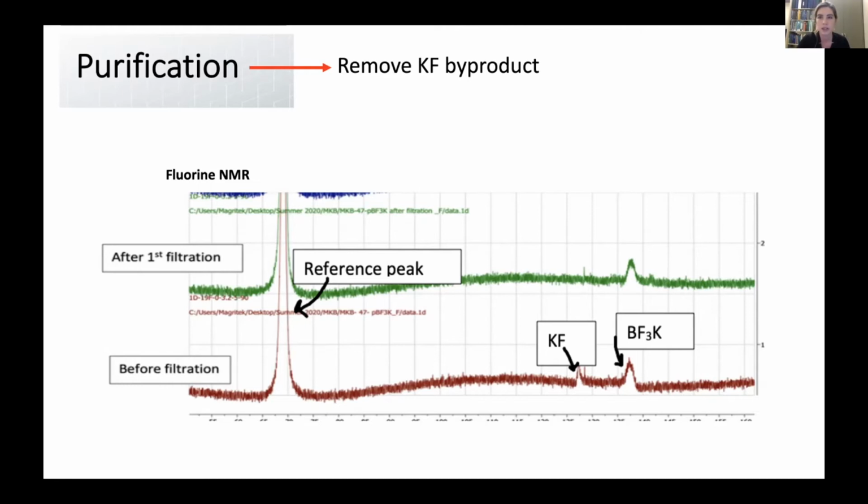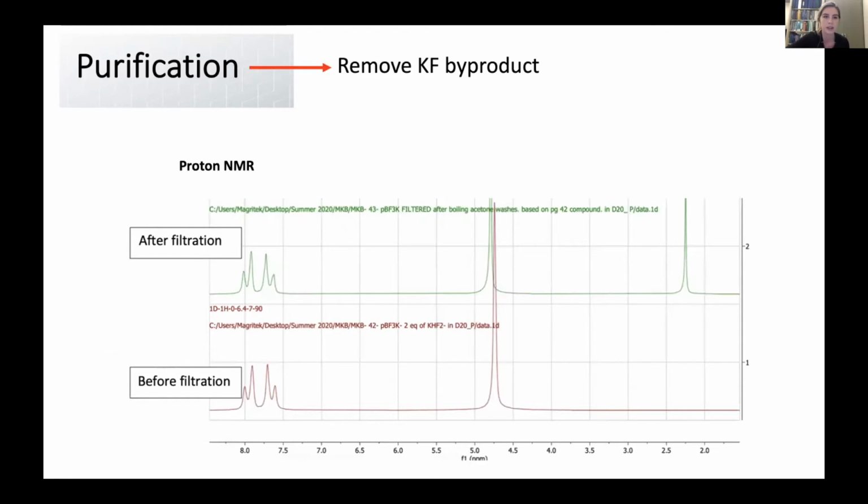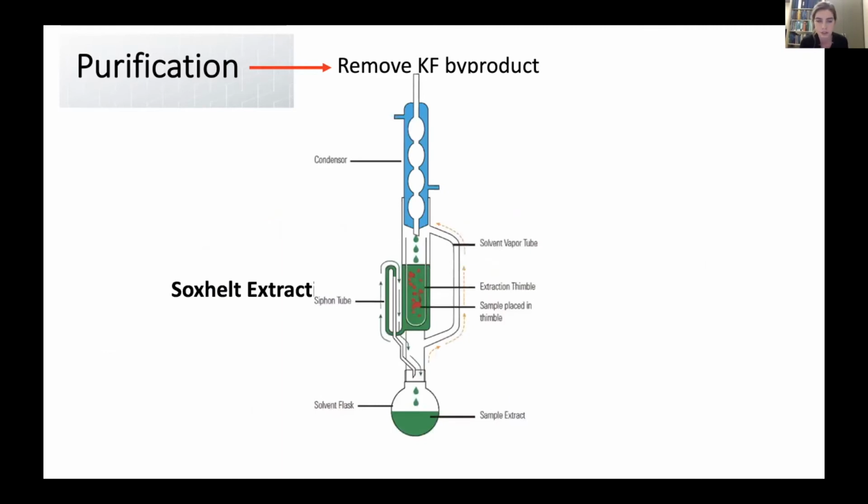So this proton NMR also shows that our BF3K product didn't break down when we added the boiling filtration. To fix the problem of the low yield, though, we can use a Soxhlet extractor, which recycles the boiling acetone through the product over and over again until there's a significant enough amount of product so that we can run titrations in order to find the pKa of this compound.